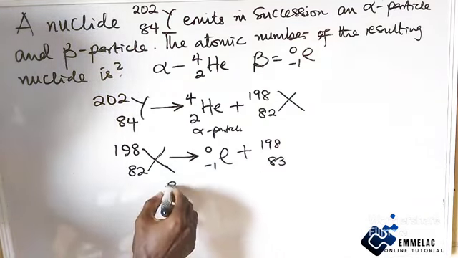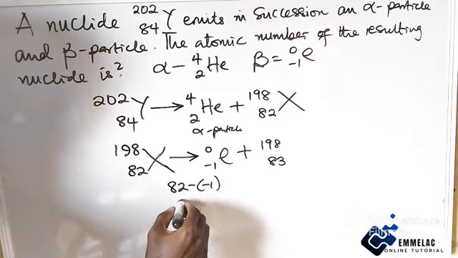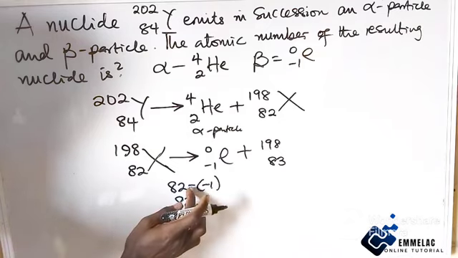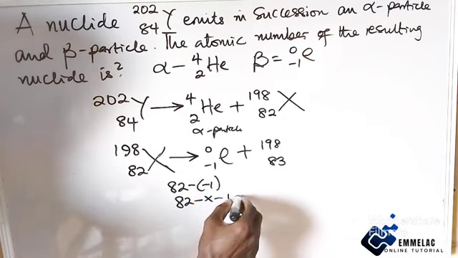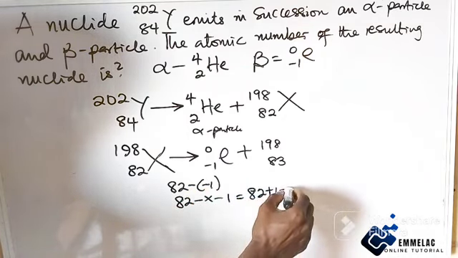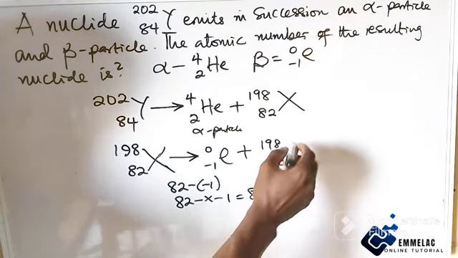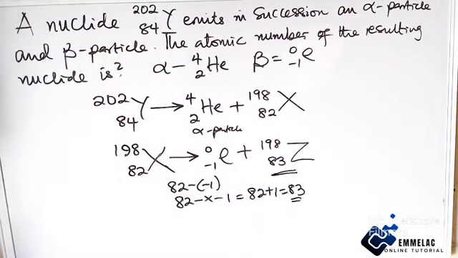And how do we get that? This is 82 minus minus 1, which mathematically is minus times minus, so which will give us what? 82 plus 1, which gives us 83. So the resulting nuclide is this, the final answer.